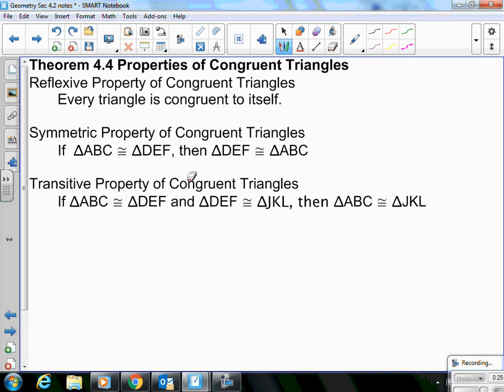Symmetric property of congruent triangles: if triangle ABC is congruent to triangle DEF, then we can switch the order, and triangle DEF is congruent to triangle ABC. Transitive property of congruent triangles: if triangle ABC is congruent to triangle DEF, and DEF is congruent to triangle JKL, then triangle ABC is congruent to triangle JKL.